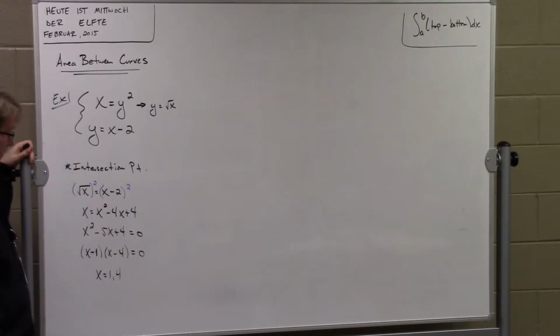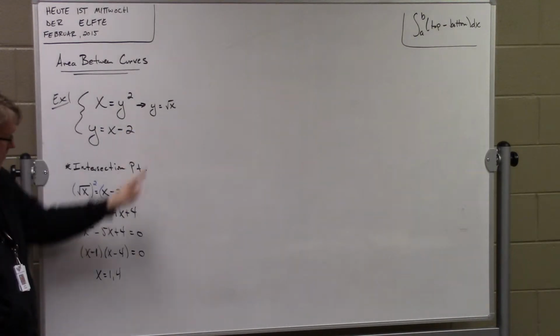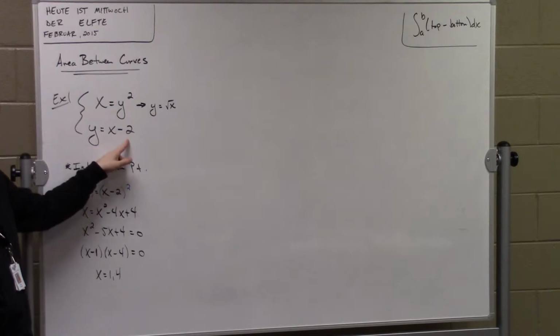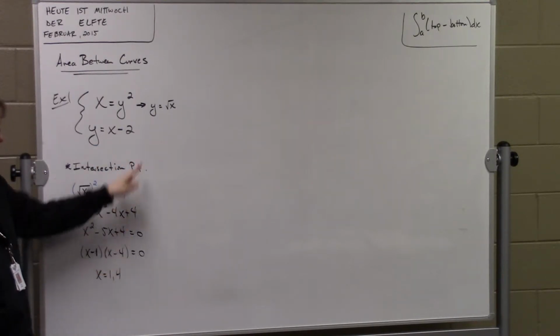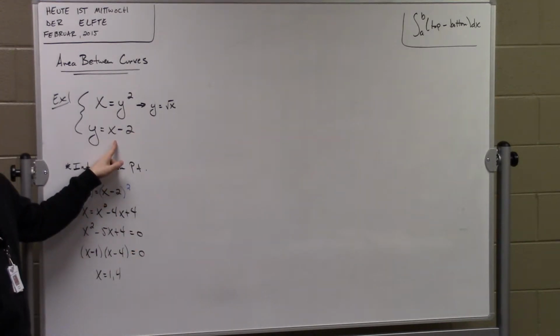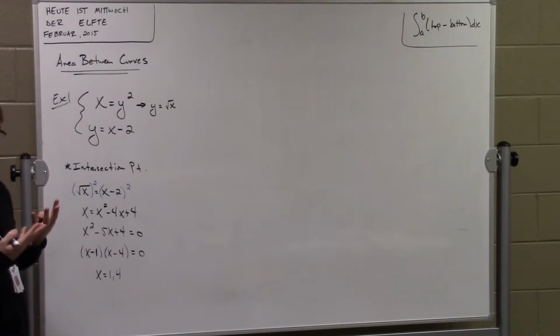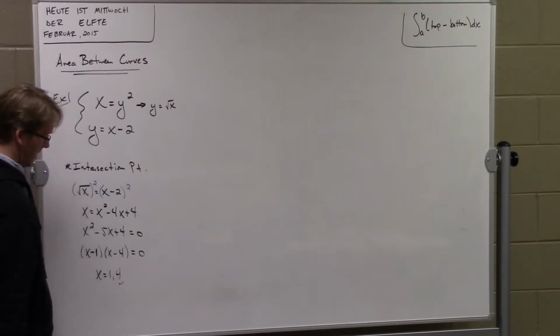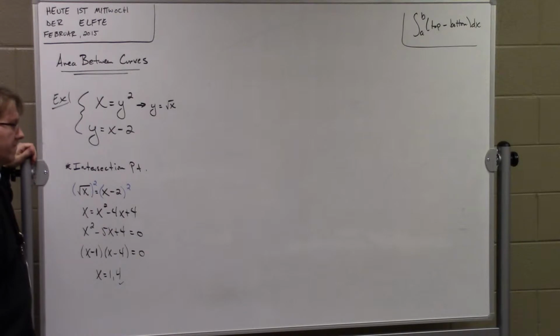Plug those back in. What's the square root of 1? 1. What is 1 minus 2? Negative 1. What's the square root of 4? 2. What is 4 minus 2? 2. So that one works. 1 doesn't work, but 4 does. So x equals 4? Yeah, kind of. It intersects at 4.